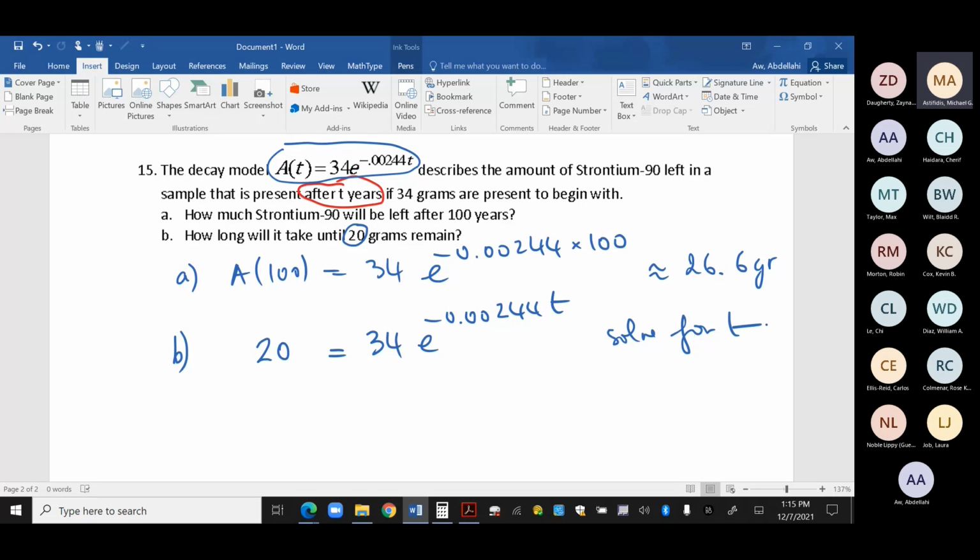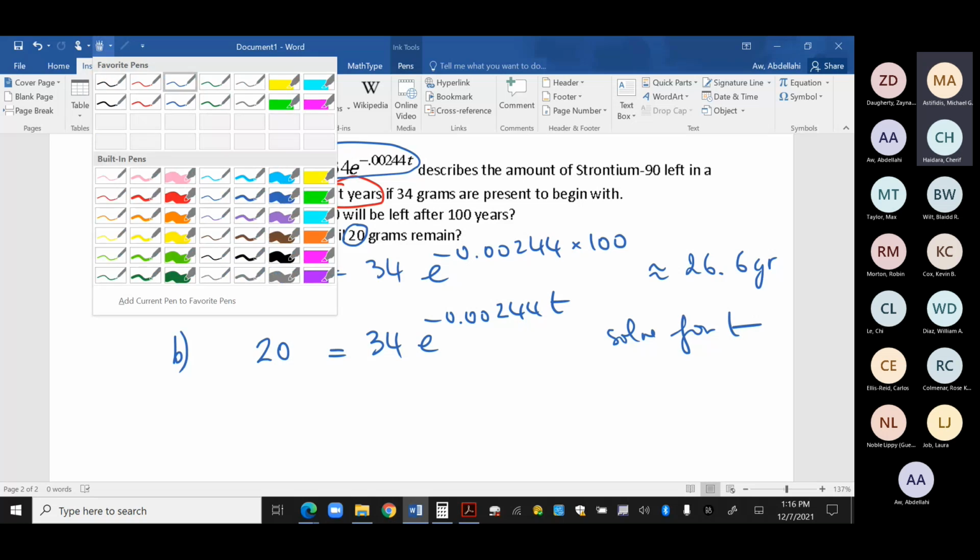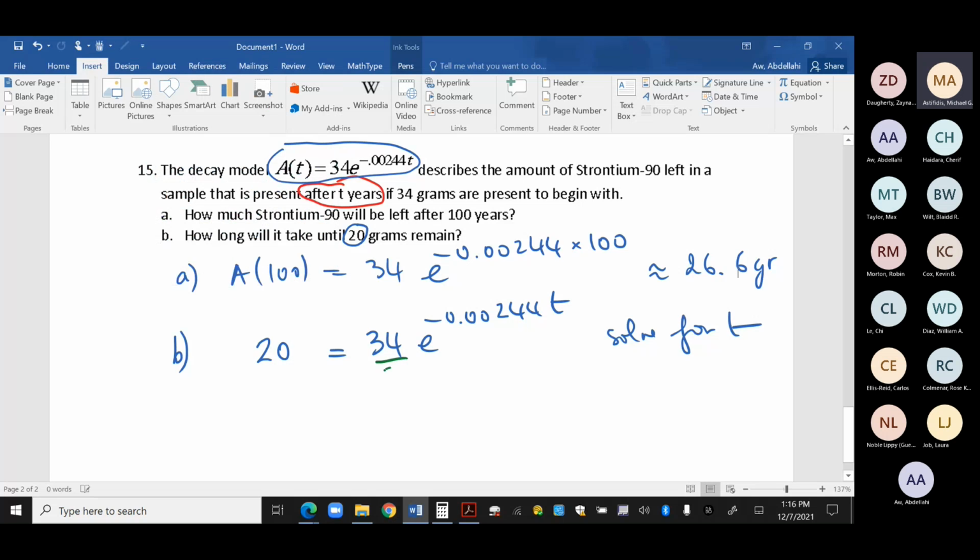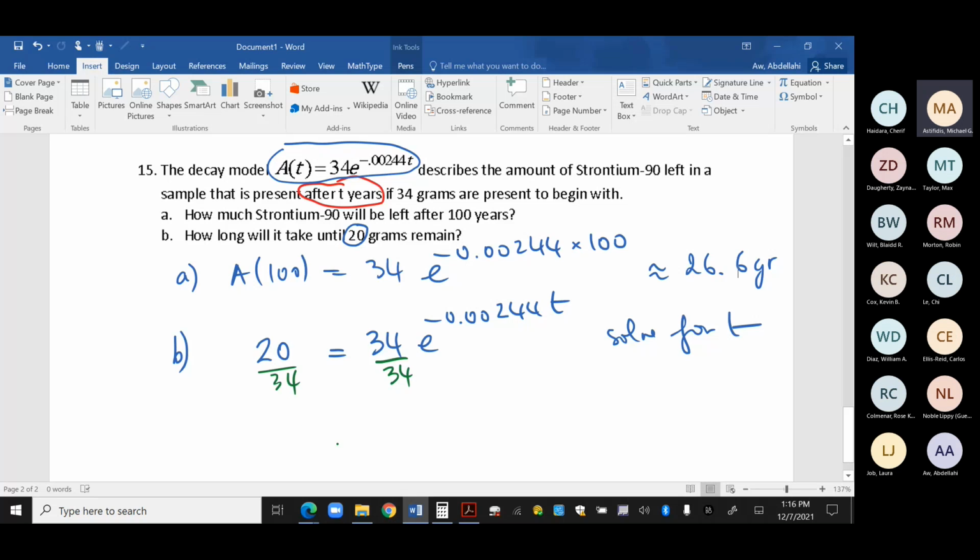What should we do first? Divide by 34. You divide by 34, right? Yeah. Divide by 34. So we get 20 over 34, right? So we get e to the negative 0.00244 T is equal to 20 over 34, which is 10 over 17, right?